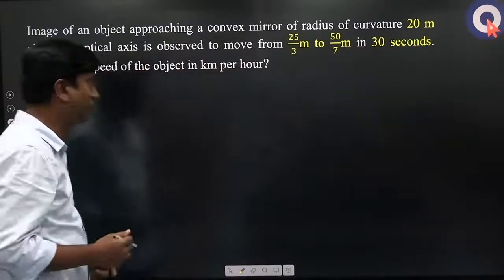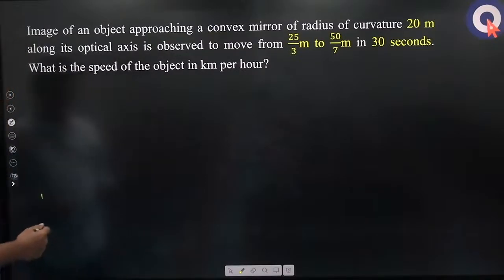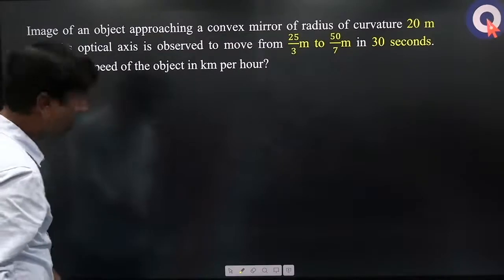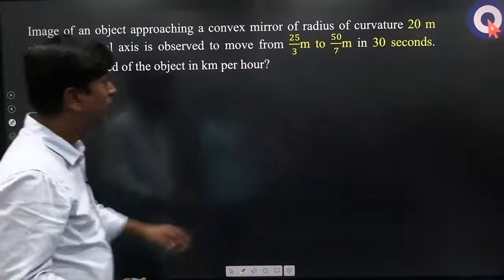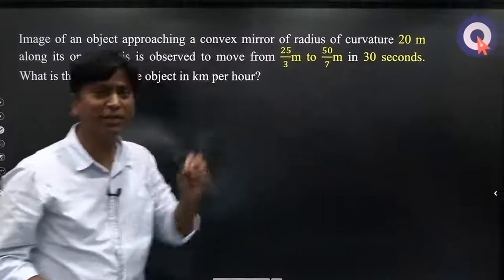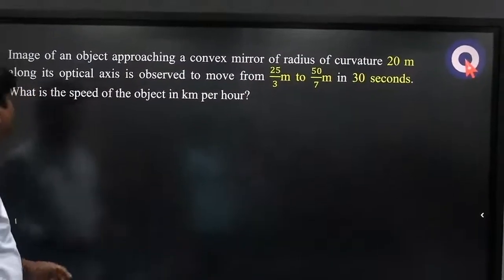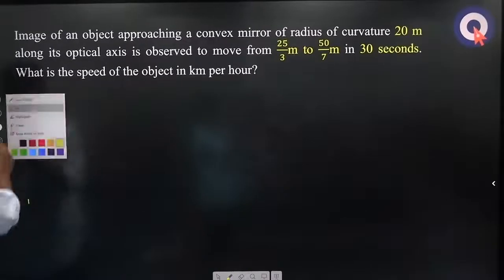So we'll start. First one: the image of an object approaching a convex mirror of radius of curvature 20 meters along its optical axis is observed to move from 25/3 meters to 50/7 meters in 30 seconds. What is the speed of the object in kilometers per hour?